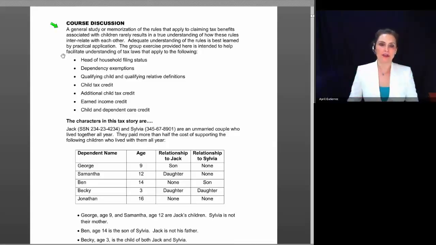And so I decided to create a challenge, and the challenge for today's class is for us to get our head around all of the following concepts, which are put together today so we can see how they interrelate and how they are actually different. The first of these is the head of household filing status. We'll also look at the rules for claiming dependents, the rules for a qualifying child and qualifying relative, the child tax credit, the additional child tax credit, the earned income credit, and the child and dependent care credit.